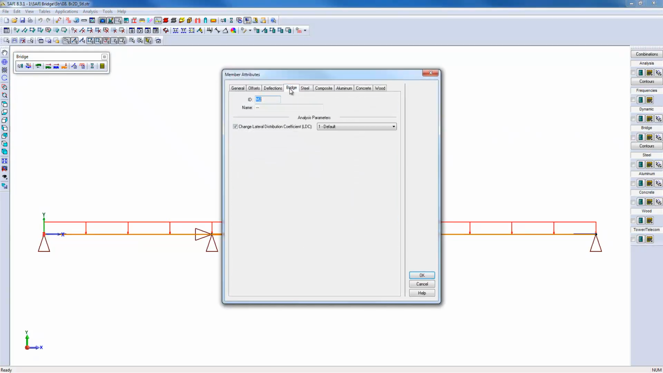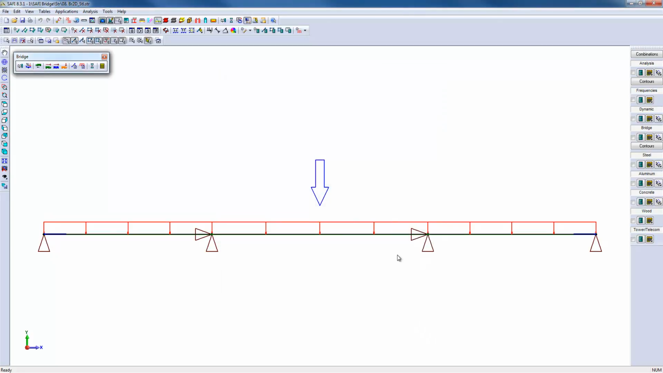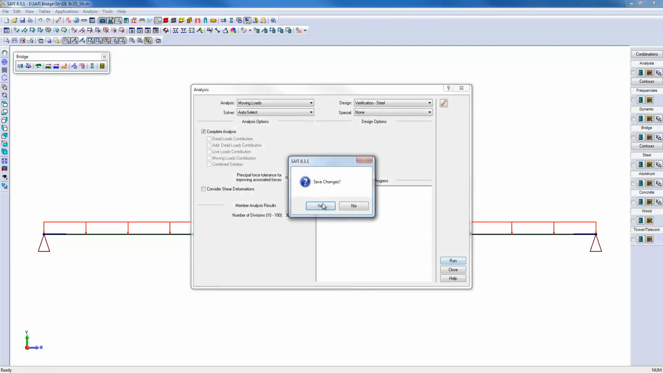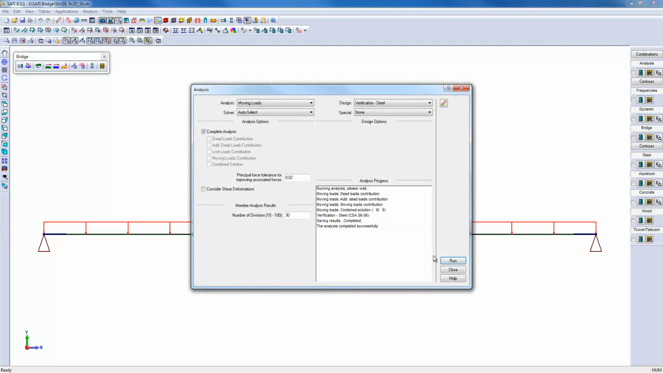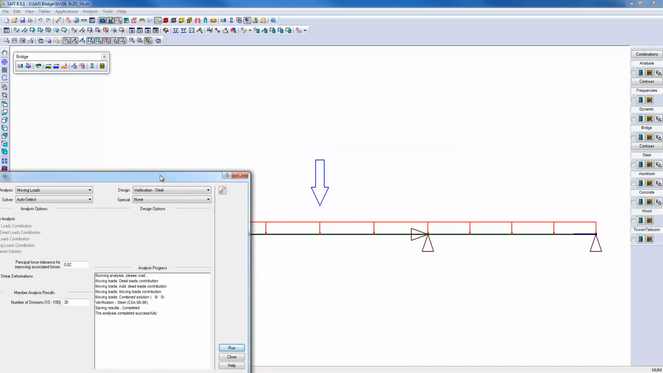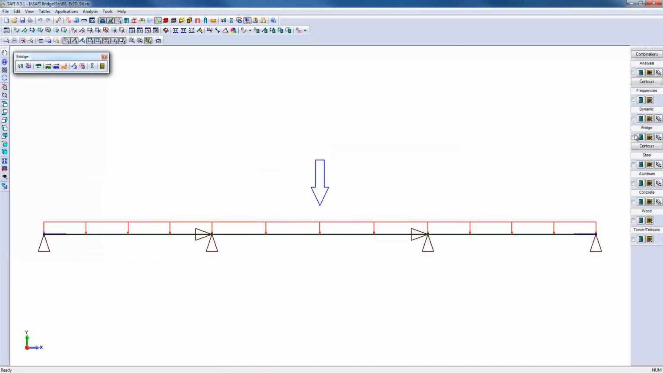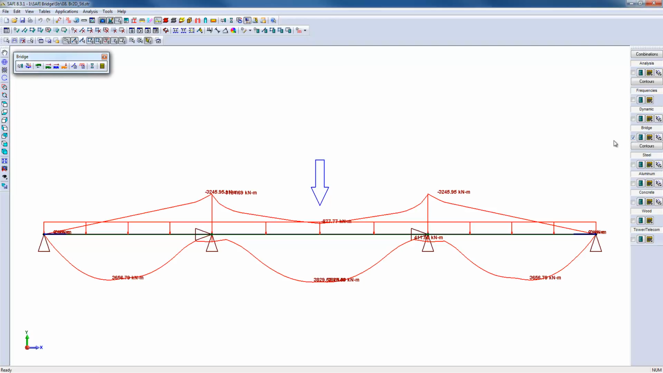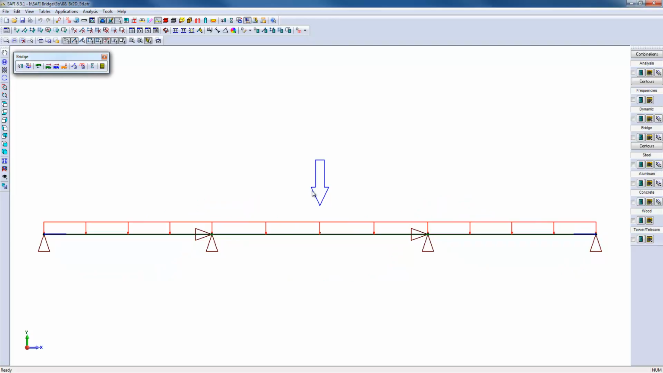When editing the second member in the Bridge tab of the Member Attributes command, I can change the lateral distribution coefficient to the one that applies for this span. We will go ahead and run the analysis again. After the analysis, we can see that the bending moment curve has been updated. Since the lateral distribution coefficient is not the same for all the spans, we can notice a slight jump of the bending moment curve in negative moment over the central support.